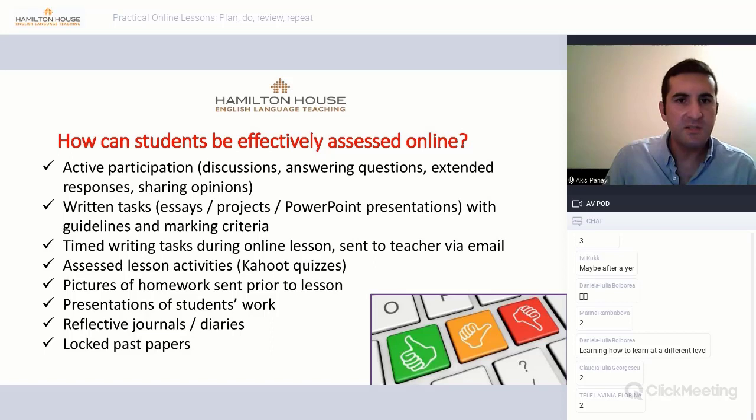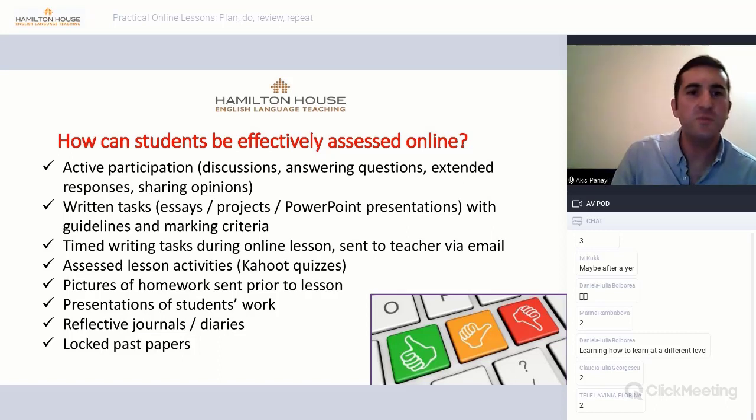Assessed lesson activities using Kahoot quizzes or any other digital tools that help you with quizzes or multiple choice questions. Pictures of homework sent prior to the lesson. You can ask your students, in order to check that they have completed their homework, to send you a picture through email of their completed homework before the lesson begins.